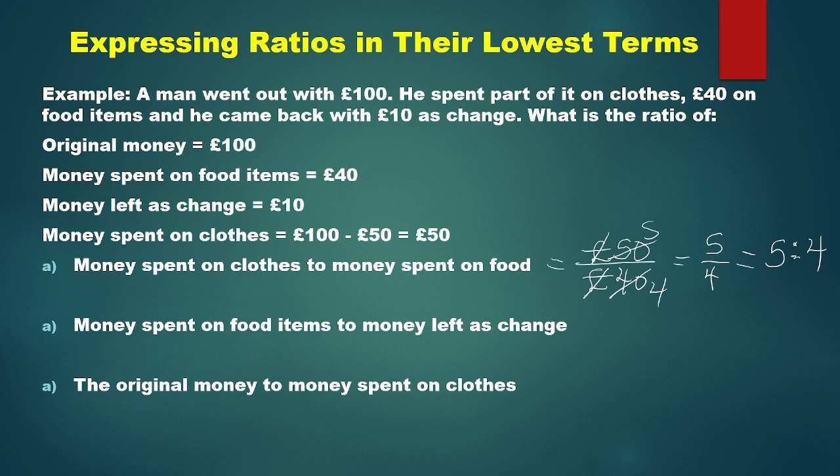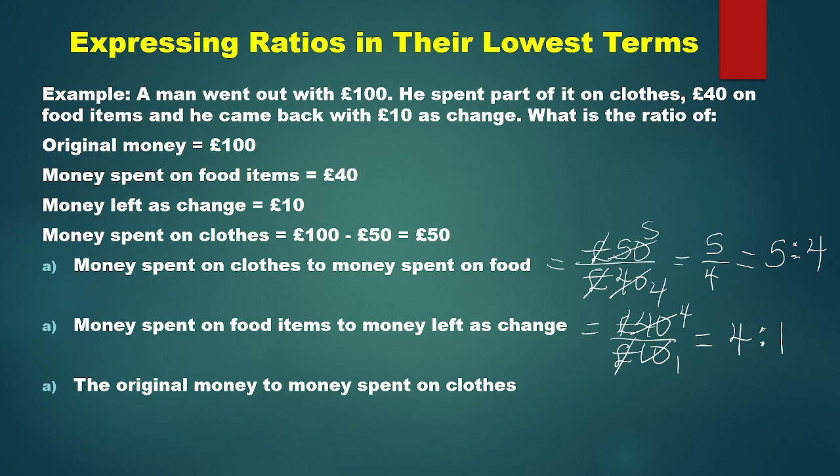The second one, money spent on food items, which is £40, over money that was left as change, which is £10. So pounds will still take out pounds. 10 in 40 is 4. 10 in 10 is 1. So we are left with 4 ratio 1. So that is the ratio of the money spent on food to the money left as change.